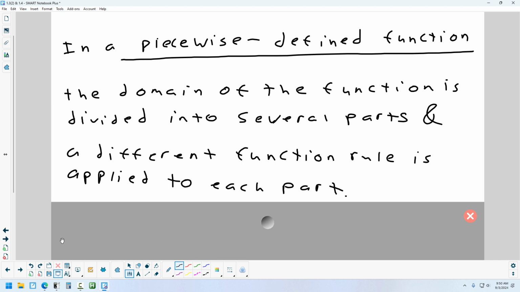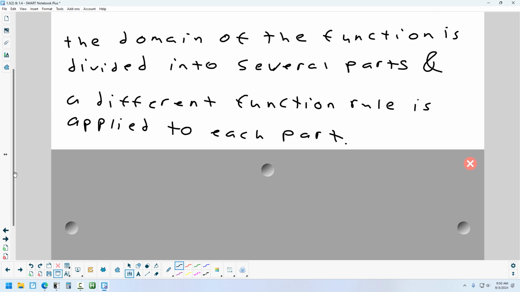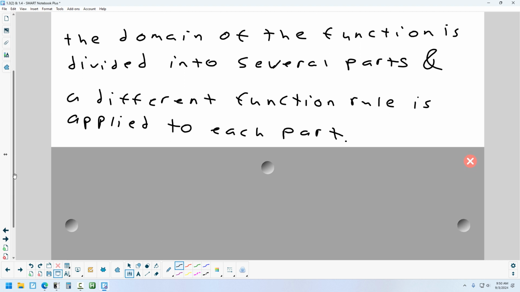So I could say to you, all right, if you give me a value bigger than 0, I want you to plug it into formula 1. If you give me a value less than 0, I want you to plug it into formula 2. So depending on what your value is, you may have options of what formula to plug it into. A lot of the time, the domain is usually split up into two parts. If you have a number bigger than this, plug it in here. If you have a number smaller than this, we'll plug it in over there.